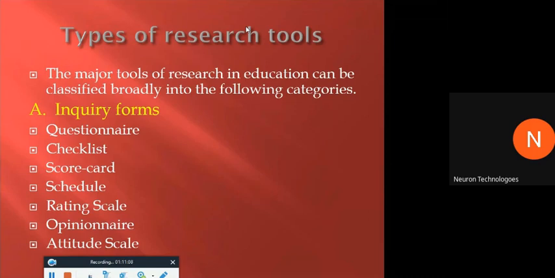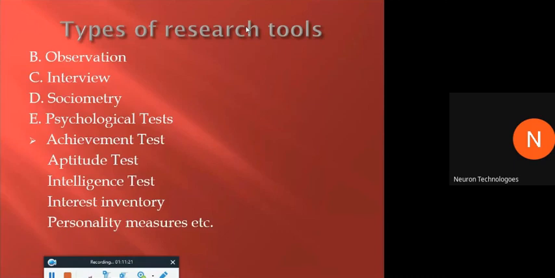So these are all related to what kind of questions and behavioral and psychological phenomena will be managed while taking the data through inquiry forms. The second one is observation, interview, sociometry, psychological tests, achievement tests, aptitude tests, intelligence tests, interest inventory, and personality measures. So these are again some of the types of research tools.